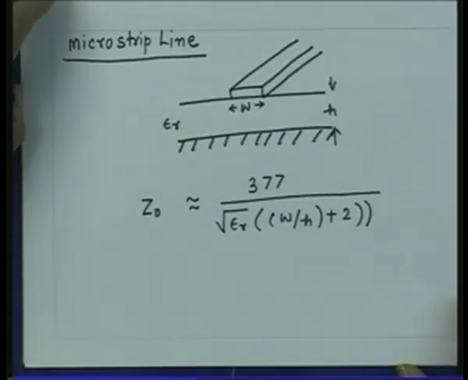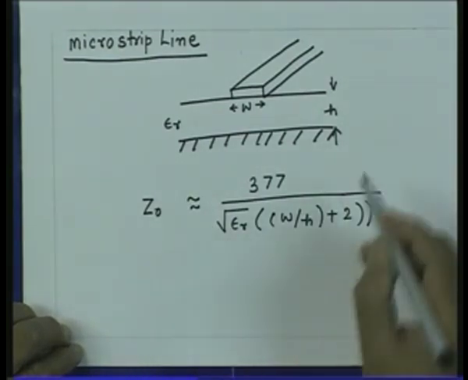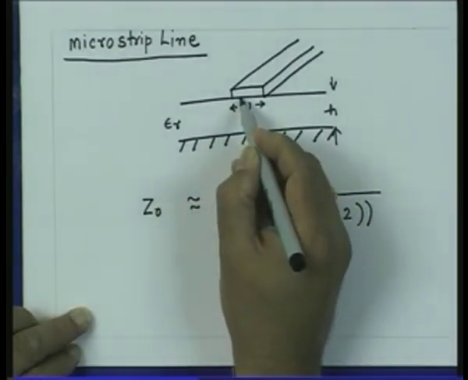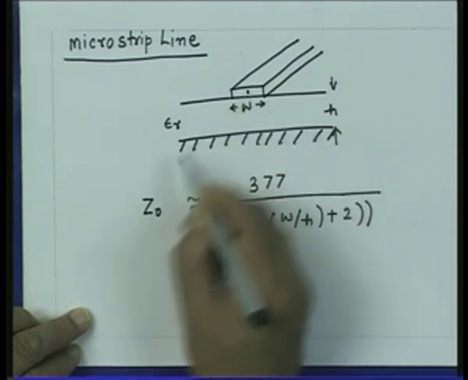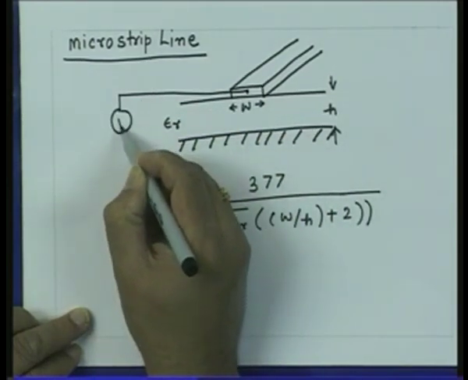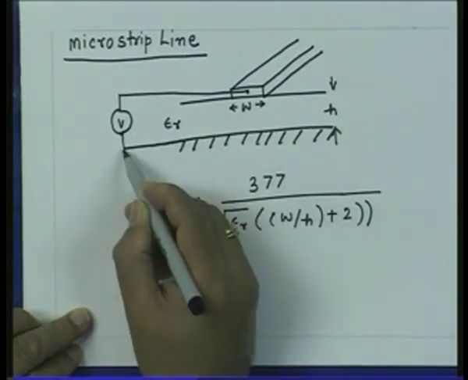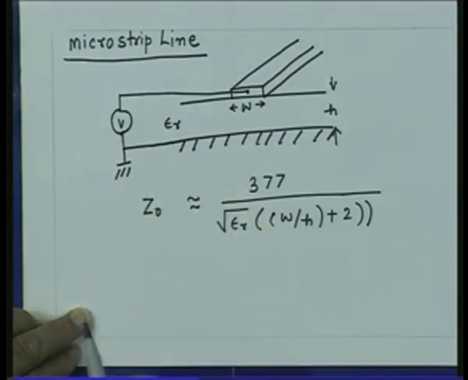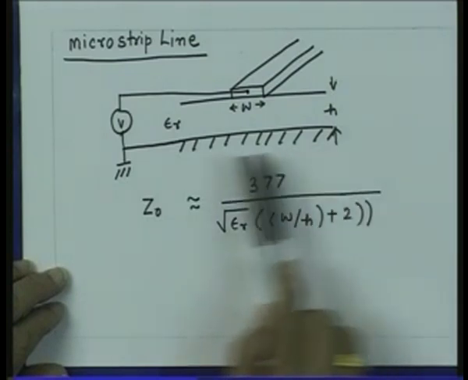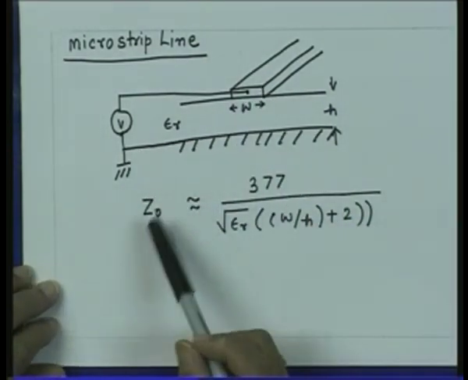Same is true for the microstrip line structure. This plane is a ground, so I can connect a voltage between this and the ground plane, again the same way as we did for the coaxial cable. So, the voltage is connected between this, and this point is ground. So, in both the cases the ground is defined and the voltage is applied with respect to ground.